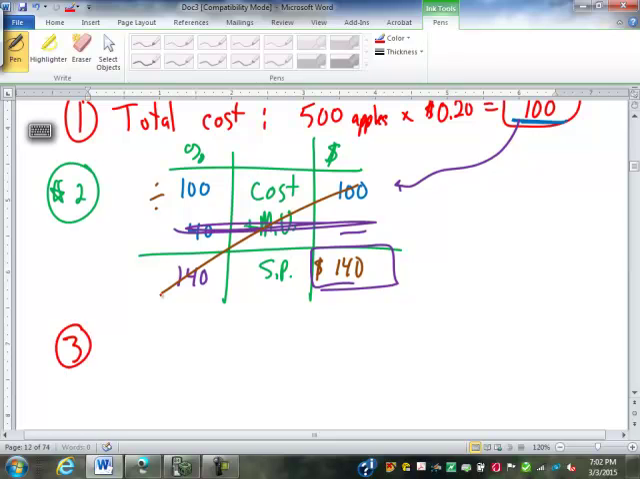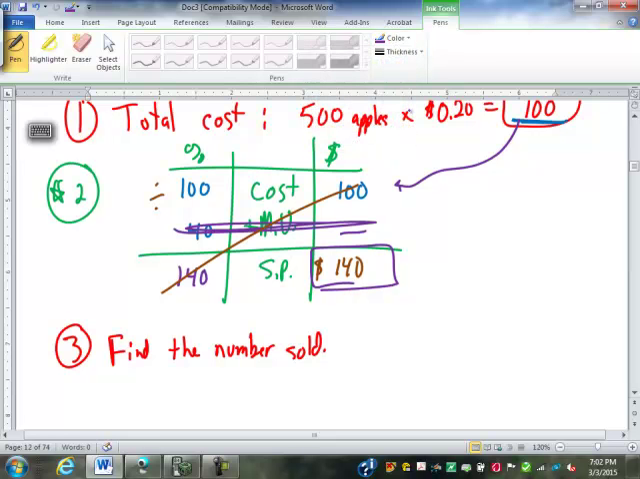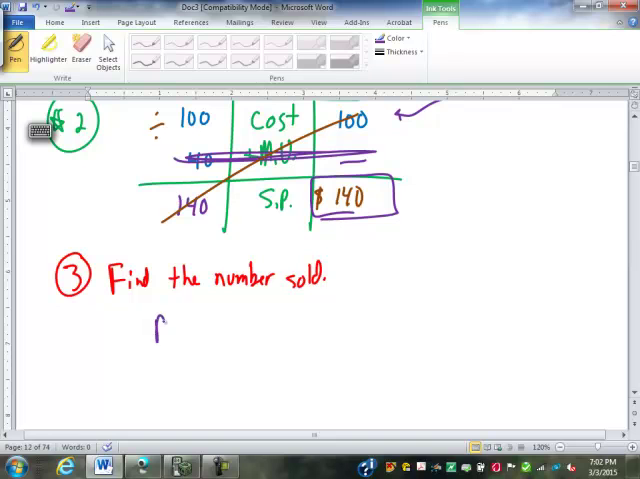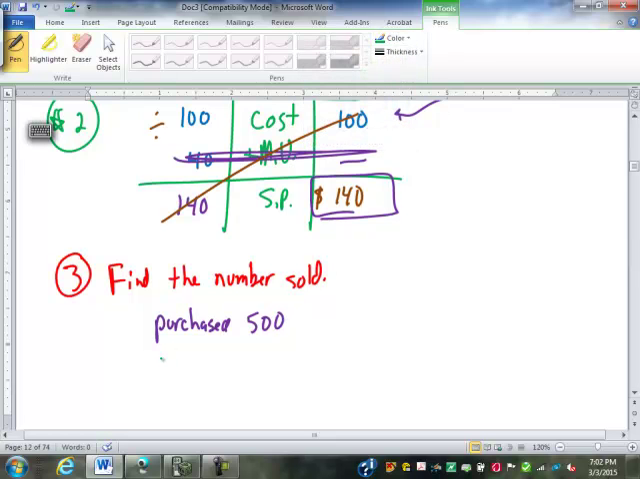Step three, we define the number that are actually going to be sold. Well, we purchased how many? Purchased 500. What percent goes to waste? 30%.